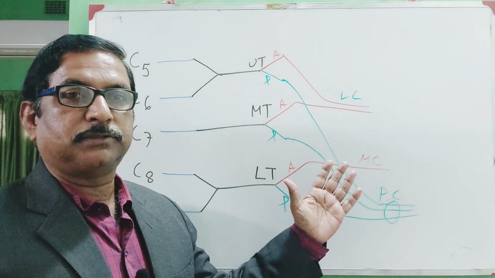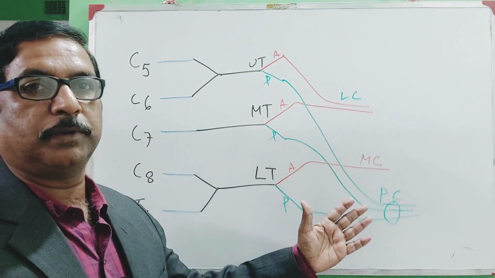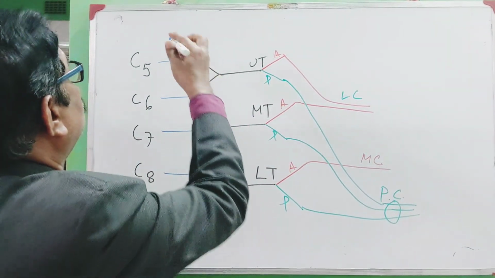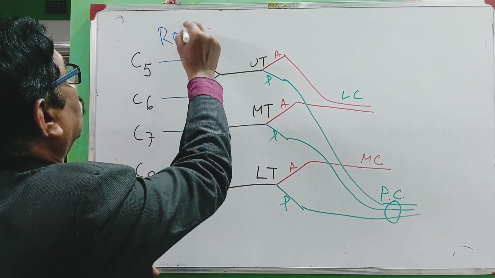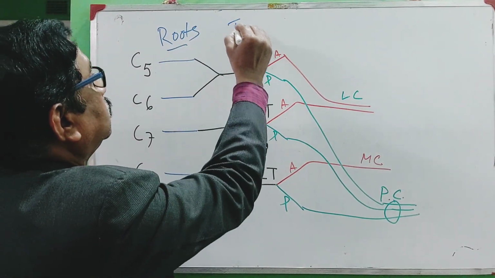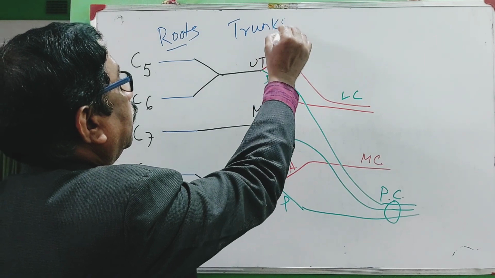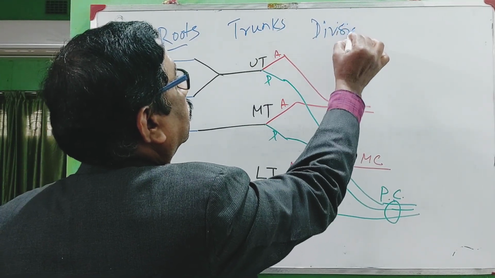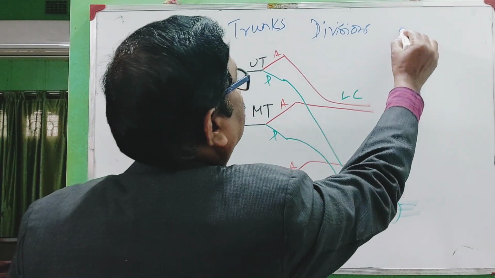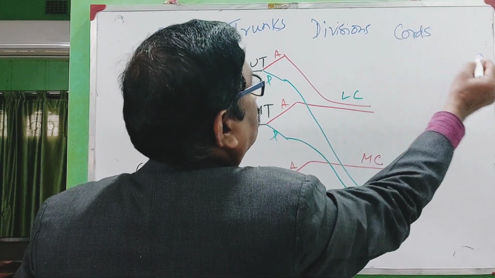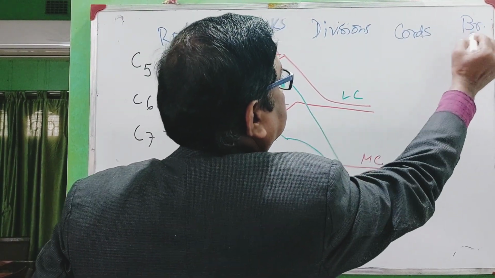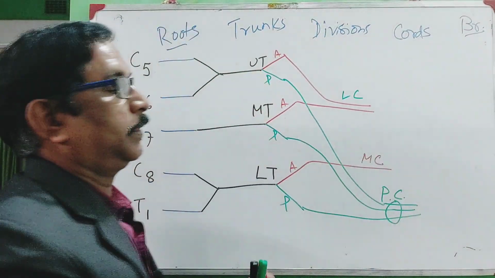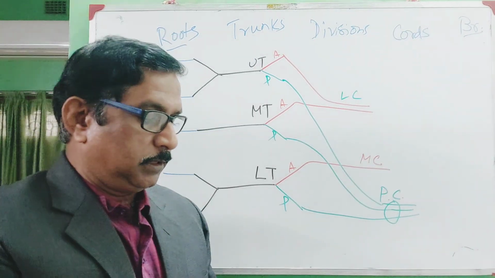There are so many branches from the different parts of the brachial plexus. That means the branches may be from the roots, maybe from the trunks, then from the divisions, and then from the cords. Then we will know the branches. That we will discuss in detail, the branches.